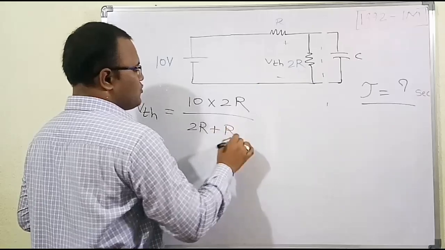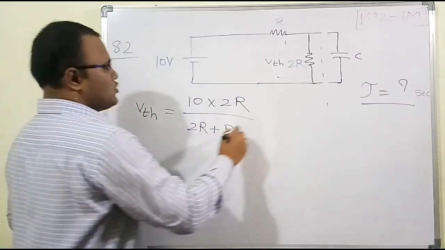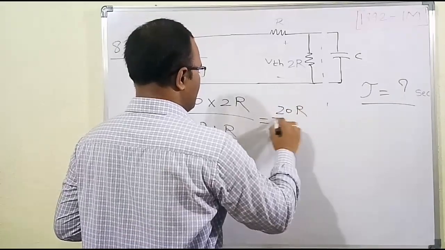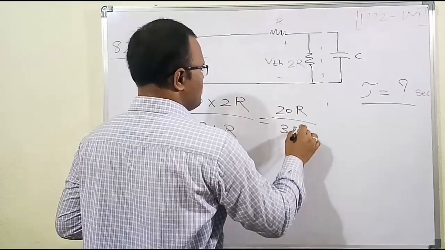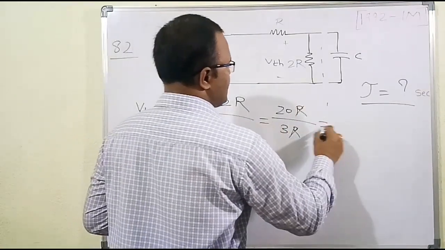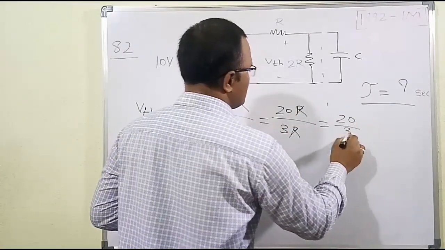So 2 into R, 2R resistors. If you do a simplification, you will get 20R by 3R. So the R will get cancelled. Therefore the answer is 20 by 3 volt.